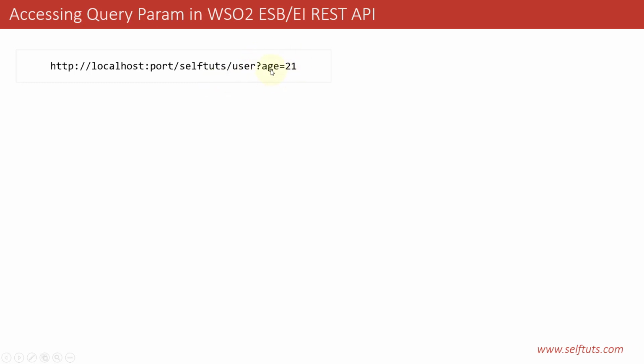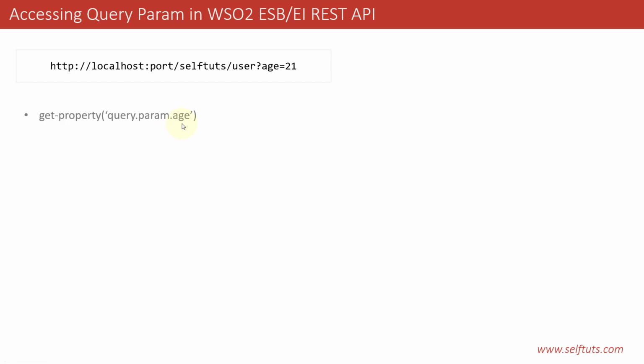Now, how to access this age? How to get this age value inside our WSO2 ESB? To access it, we'll use the getProperty method, and all these query parameters are present inside this query.param variable. So inside this query.param, we can access age, that is the name of this key is age. If the name was param1, or if the name was location, then I'll type location. So if it is location, then I'll say query.param.location.